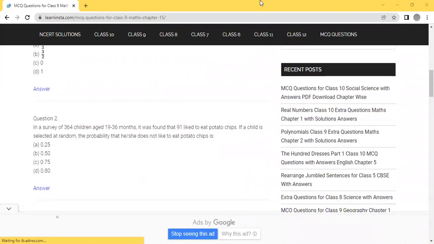Next is, in a survey of 364 children aged 19 to 36, it was found that 91 like to eat potato chips. If a child is selected at random, what is the probability that he or she does not like to eat potato chips? What is the probability of not liking the potato chips?